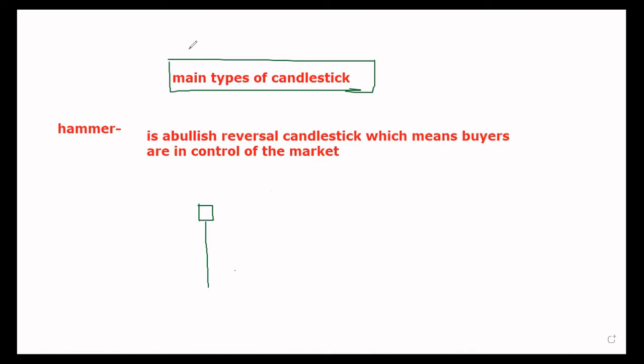So here we have got a long lower wick. Long lower wick, long wick. This long lower wick means that's a hammer. So let's check on the chart.